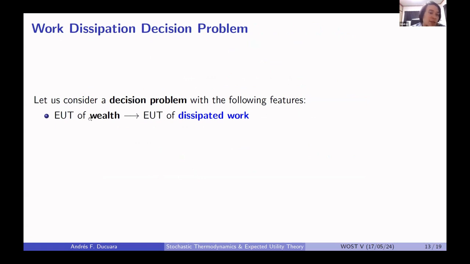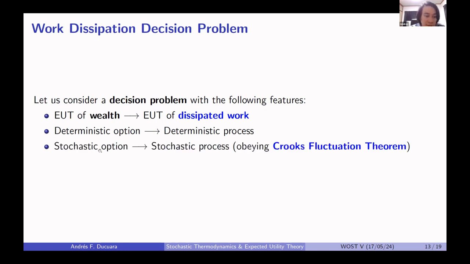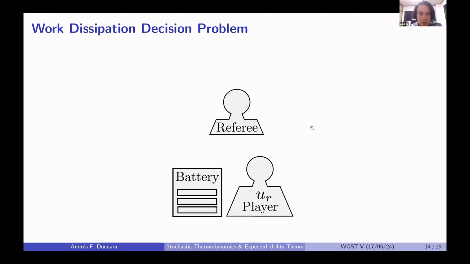Now we're not going to think about a utility theory of wealth, but a utility theory of dissipated work. And between the two lotteries that we were talking about, for the deterministic option, we're going to imagine a deterministic process. And for the stochastic option, we're going to imagine a process which is stochastic and obeys a Crooks fluctuation theorem. With this, the decision problem looks like this.